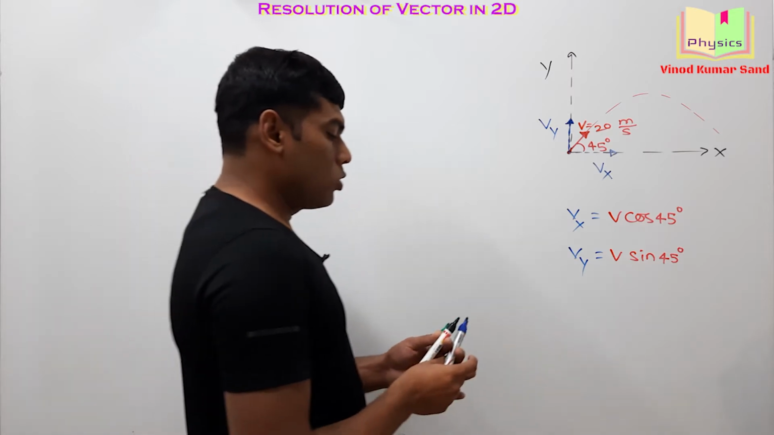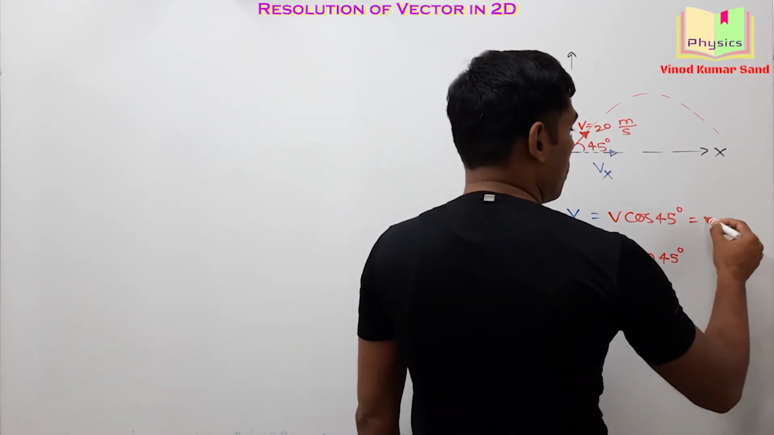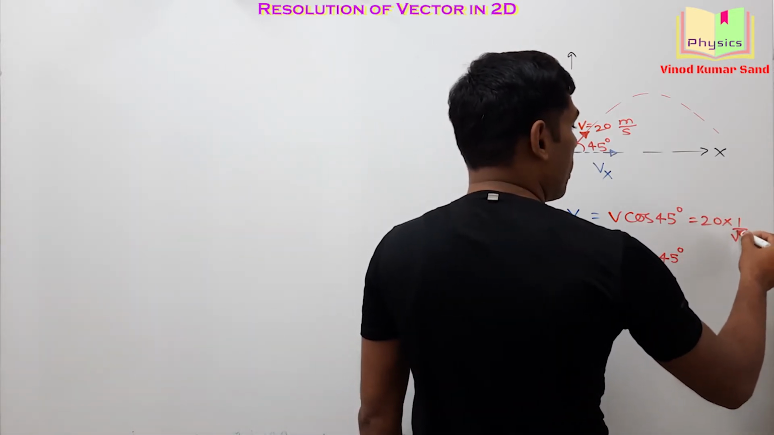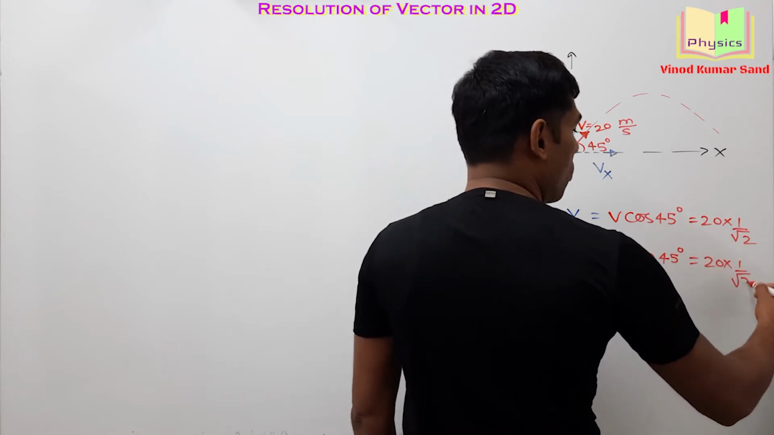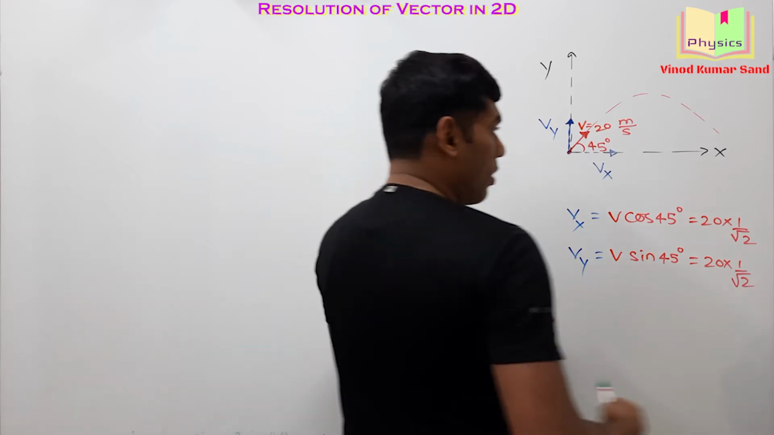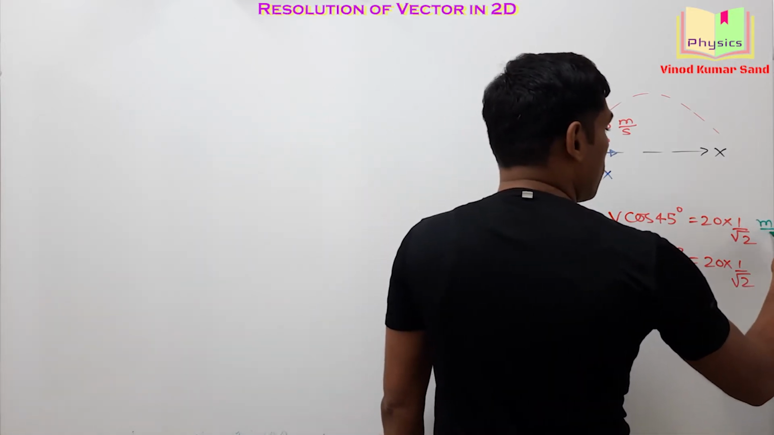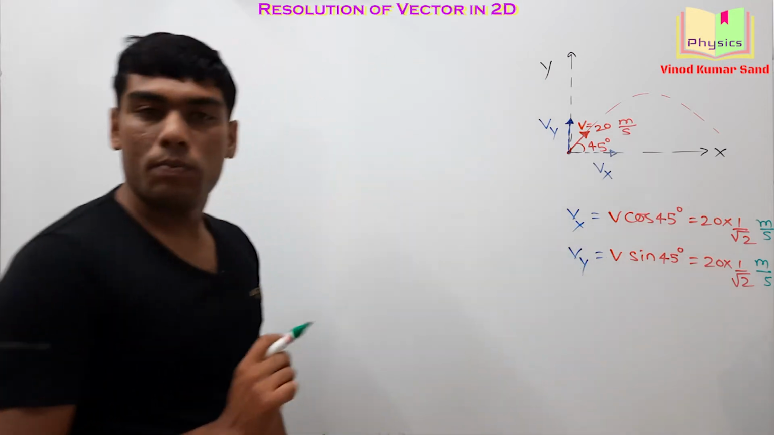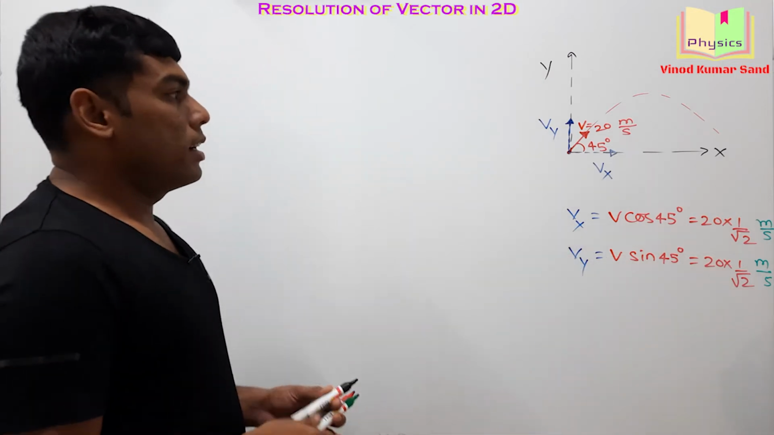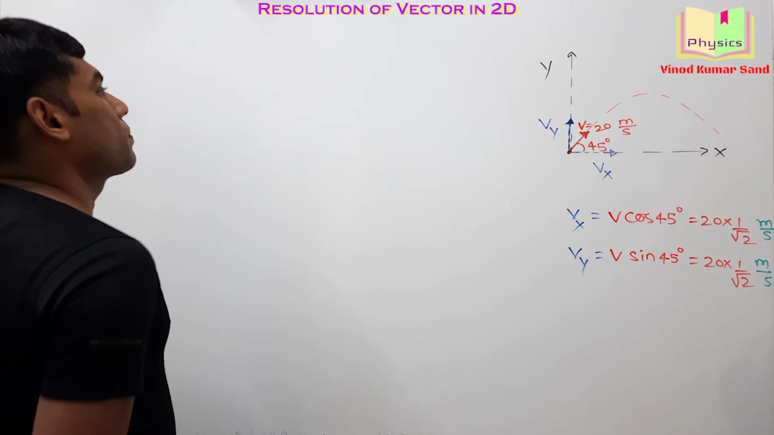Getting it? So this computation will result in 20 into 1 by root 2, and this will also be 20 into 1 by root 2. Since it's a velocity, the unit will be meters per second. I hope you understand this. Okay, taking up the next example.